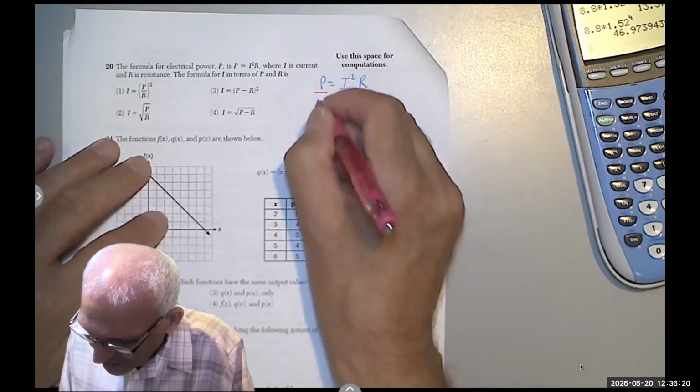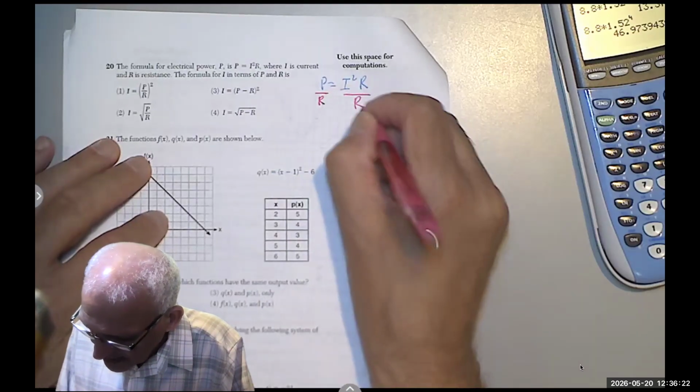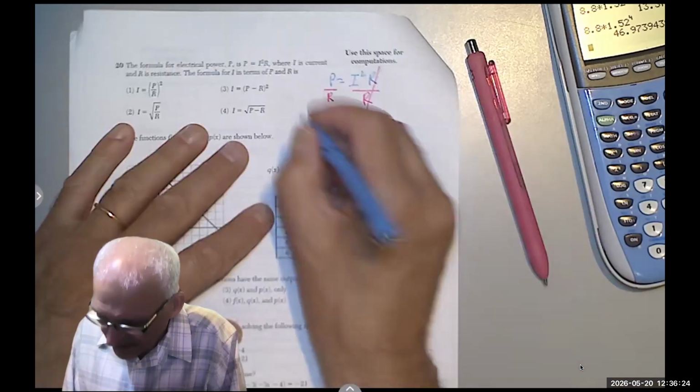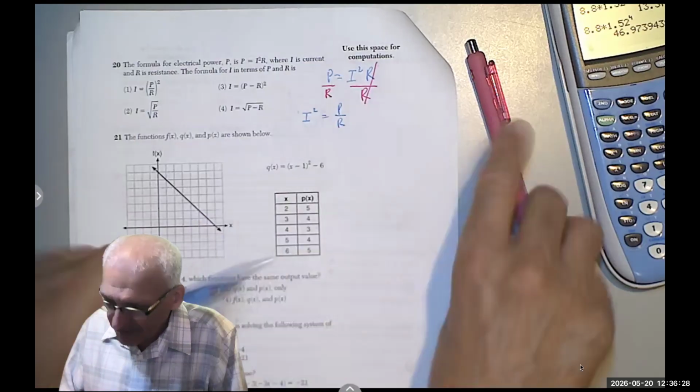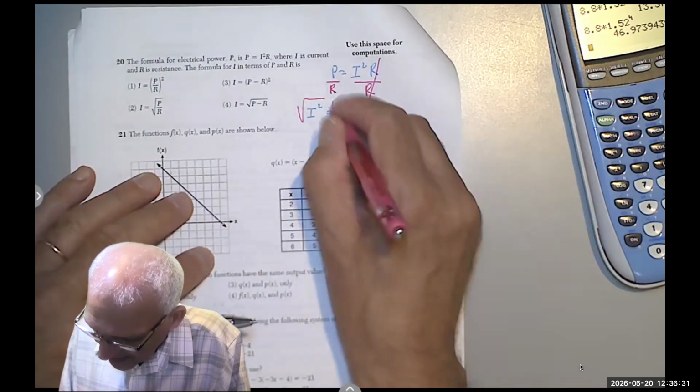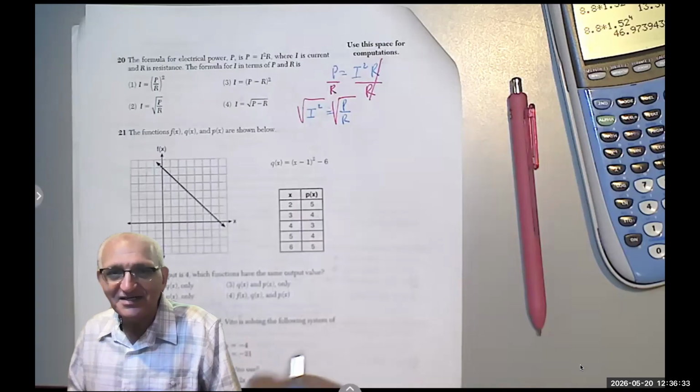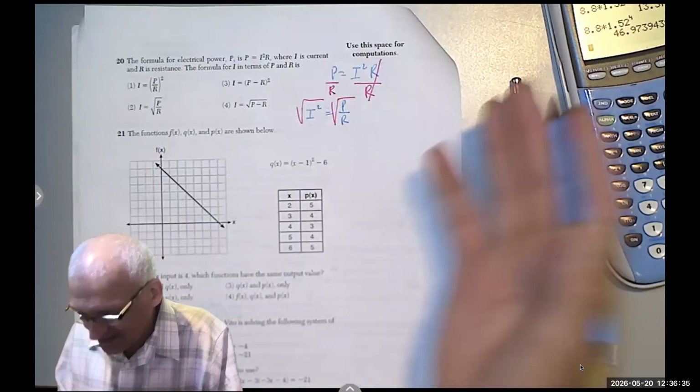First of all, I'm going to divide by R on both sides. So I get I squared equals P over R. Then I will take the square root of both sides. Don't tell me plus or minus because the current is a positive value.